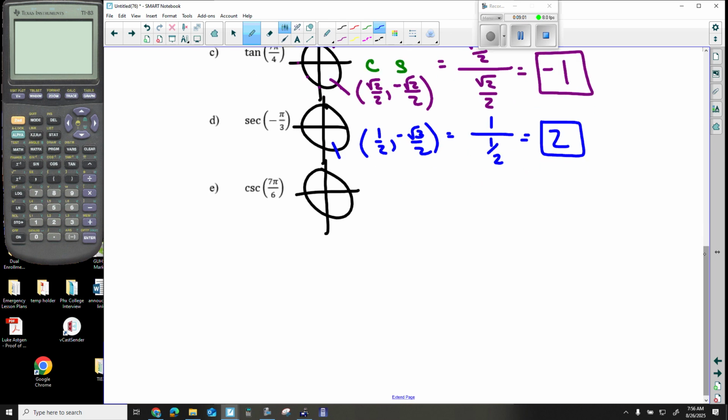7 pi over 6 is a little bit bigger than 1. So that would be down here, 7 pi over 6, which is -√3/2, -1/2. Cosecant is 1 over sine. And so that's 1 over -1/2, and so that's going to be -2.